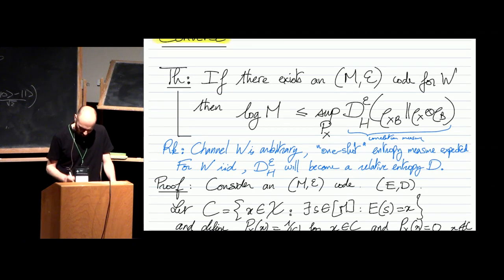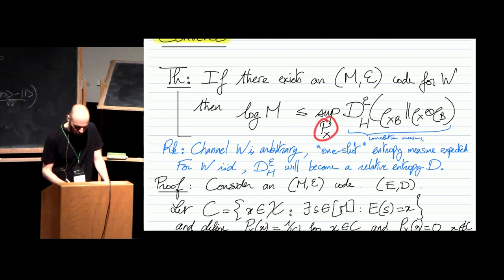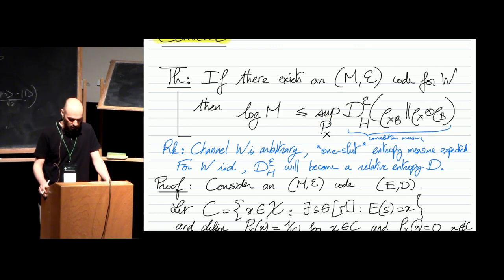As I discussed, remember this rho XB is not only dependent on the channel, it also depends on the probability distribution that I choose on the inputs. And so for this reason, I take a supremum over all the possible input distributions for the channel.